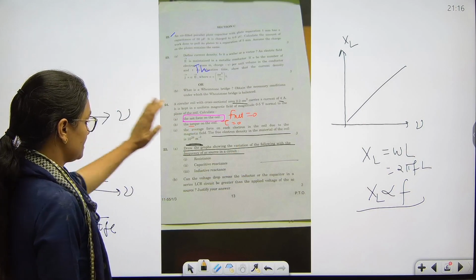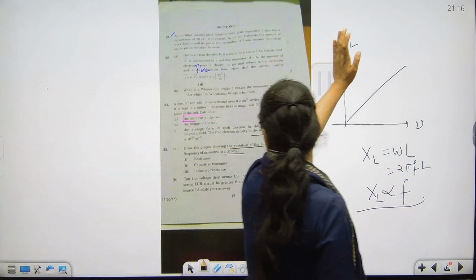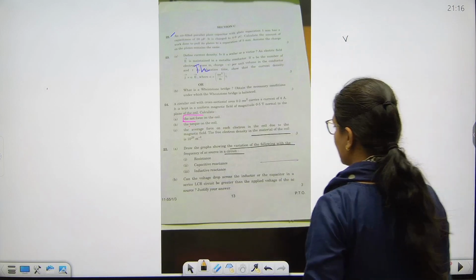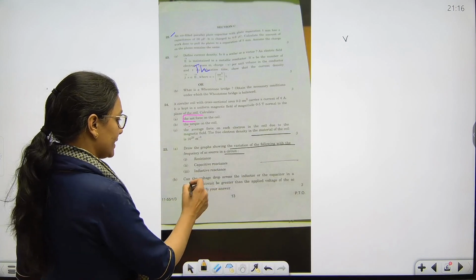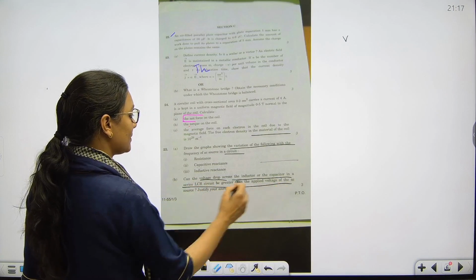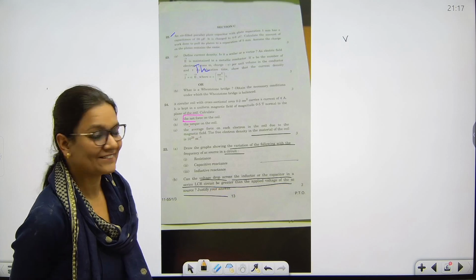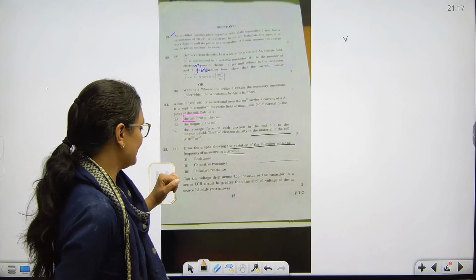A part was easy. B part: can the voltage drop across the inductor or the capacitor in a series LCR circuit be greater than the applied voltage of the AC source? Justify your answer. Is it possible that the voltage drop across the inductor or capacitor in the LCR circuit will be greater than the applied voltage? What was your answer? Write it in the comment box.